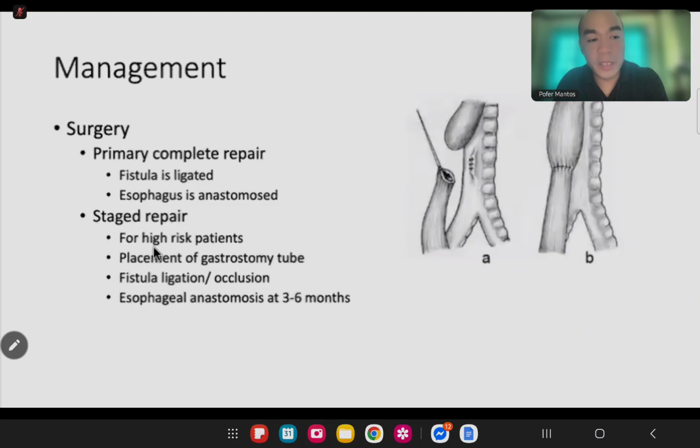But for high risk patients, usually these steps are not done together. Initially, ligation of the fistula, or even placement of a gastric tube, to stabilize the patient. And then thereafter, around 3 to 6 months after, or when the child is physically fit already, esophageal anastomosis can be done at a later date.